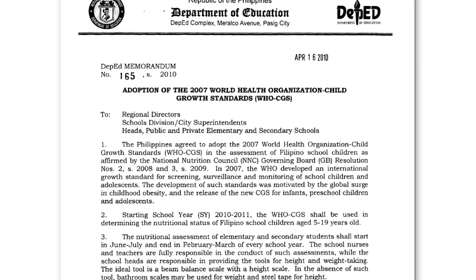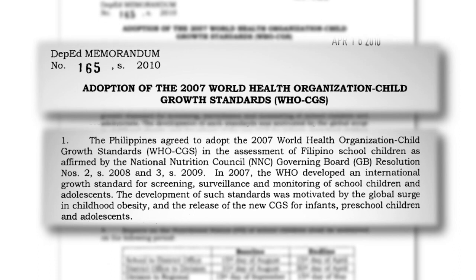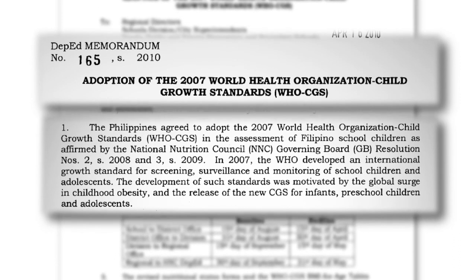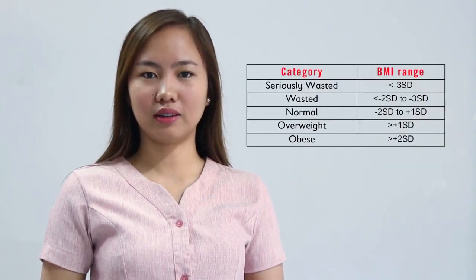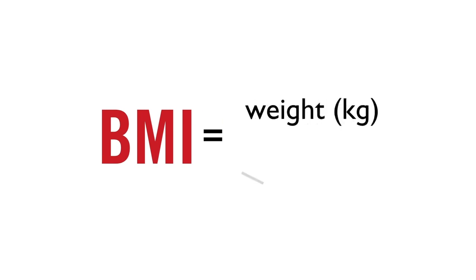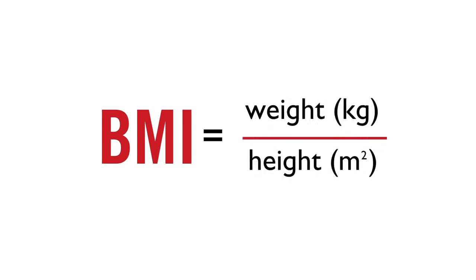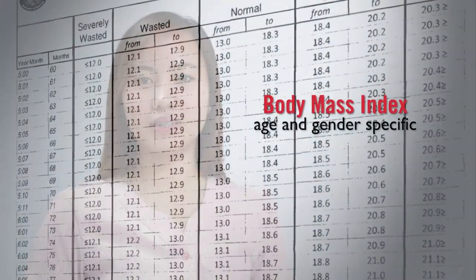To determine school children's nutritional status, we will be using the 2007 World Health Organization Body Mass Index or BMI. BMI is an individual's weight to height ratio and used as an indicator for thinness, for being overweight or obese. It is computed using the formula weight in kilograms over the child's height expressed in meters squared. Because adiposity varies with age and gender during childhood and adolescence, BMI is age and gender specific.